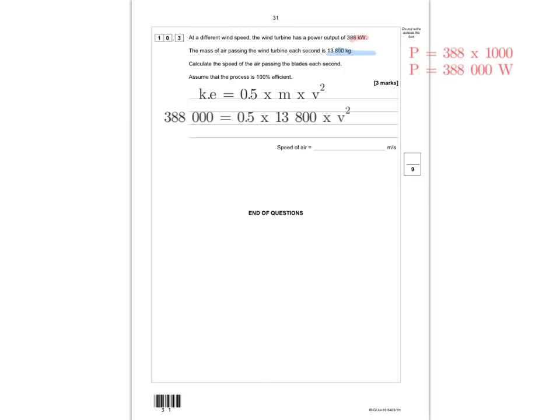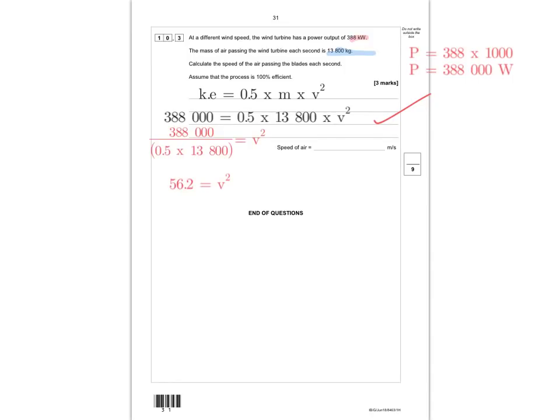So you can see here now we've put the equation on. Kinetic energy is 0.5 times mass times velocity squared. And we've put the numbers in, so you've got 388,000 equals 0.5 multiplied by 13,800 multiplied by velocity squared. That will get you the first mark for substituting into the equation. We now need to rearrange and find out what velocity is.